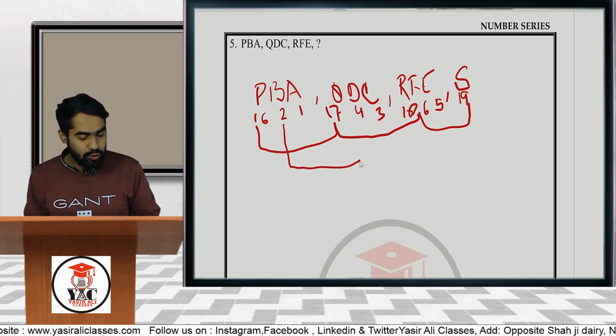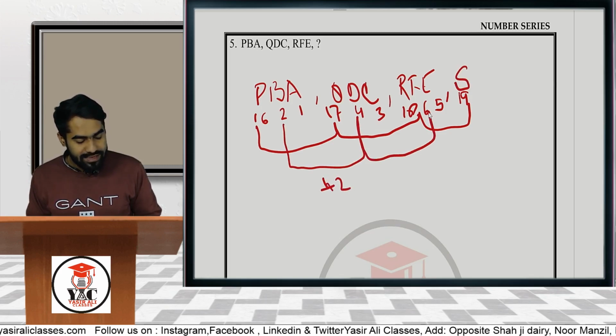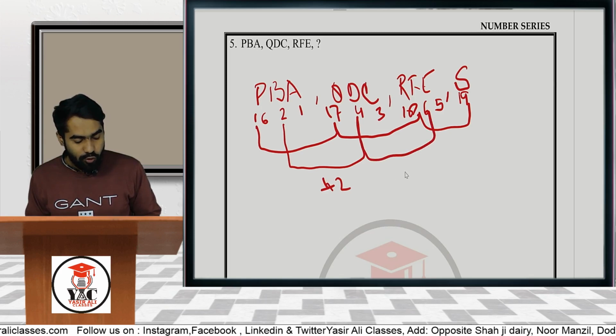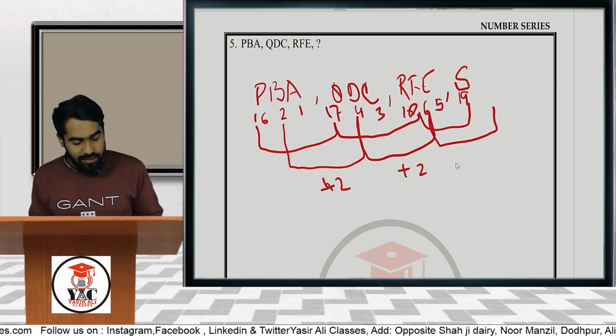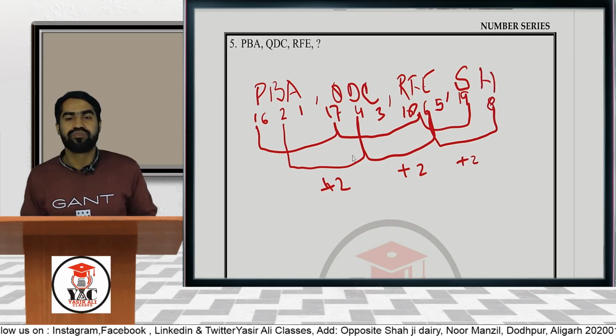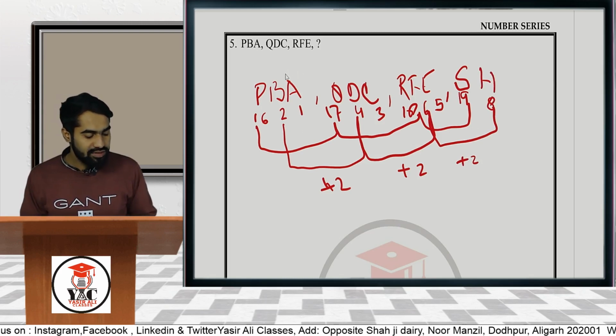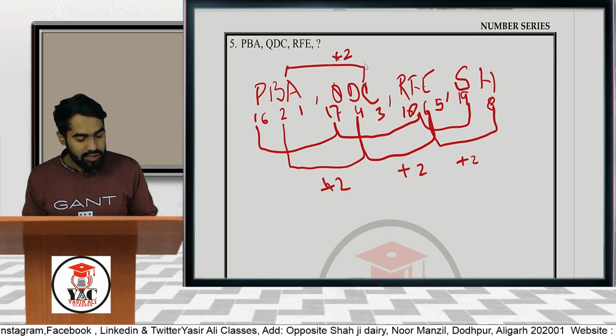B is on 2 and D is on 4, which means how much are they adding? +2. Next, D to F, 4 to 6, again +2. So what should be the next? Again 6 + 2 should be 8. And what comes on 8? H. Okay, now coming to the last one, A to C, 1 to 3, again +2.